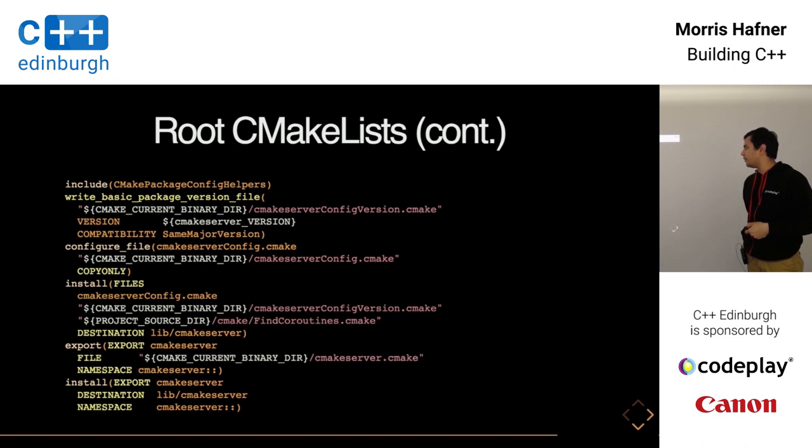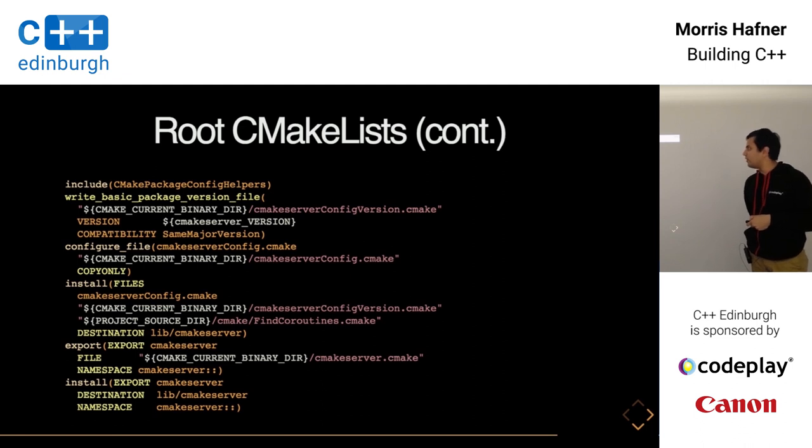Then I configure my file. I'll just copy the CMake Server config file to my binary directory. The CMake Server config file contains all the dependency information, like my project depends on boost, my project depends on coroutines. And then I just need to install everything.